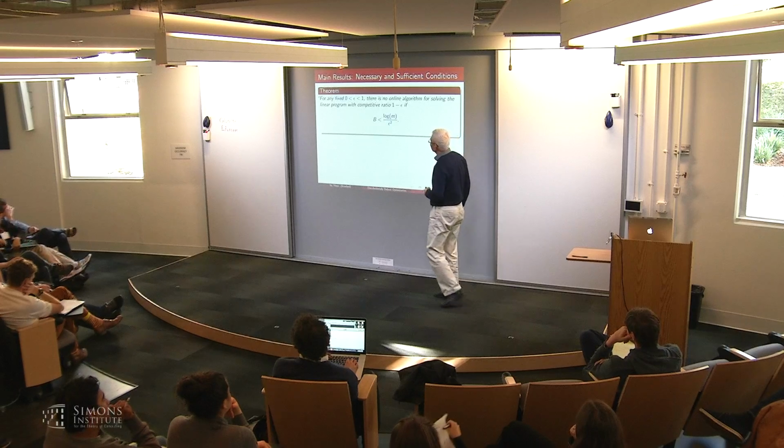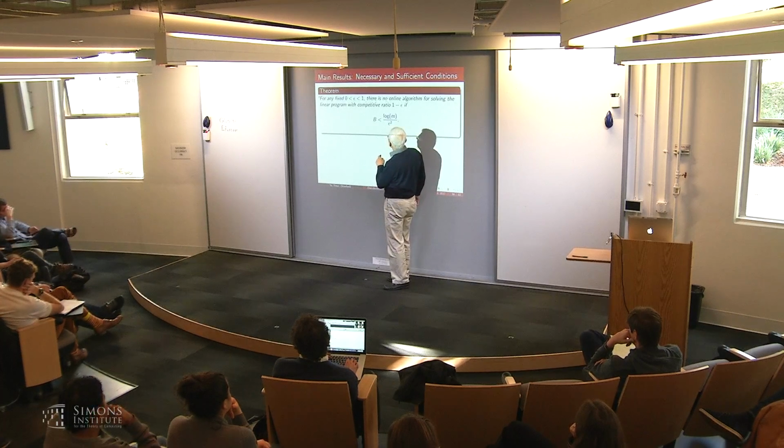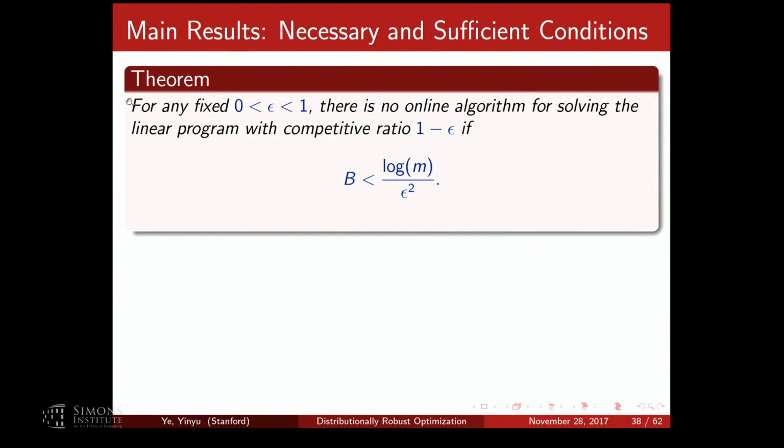That's correct. For any epsilon between 0 and 1, there is no online algorithm for solving this linear program which achieves competitive ratio 1 minus epsilon if B is less than log m divided by epsilon squared. So this is a negative result. What is the m? m is the number of goods. So this is the combinatorial auctions.